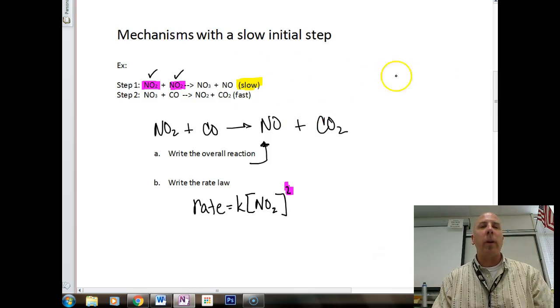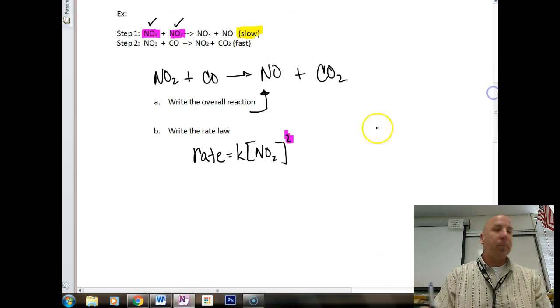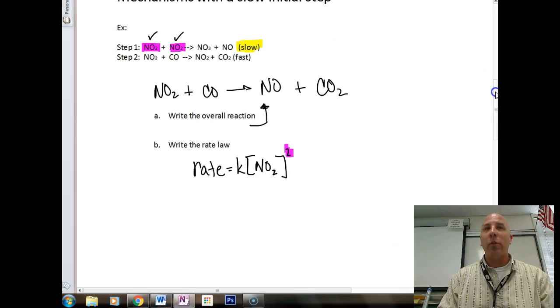We don't write it based on the fast step if we have an initial slow step. Again, that slow step is our rate determining step. In our next video, we'll talk about what happens when you have an initial fast step.